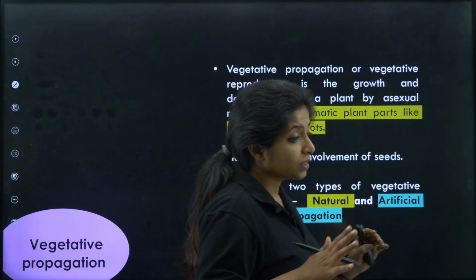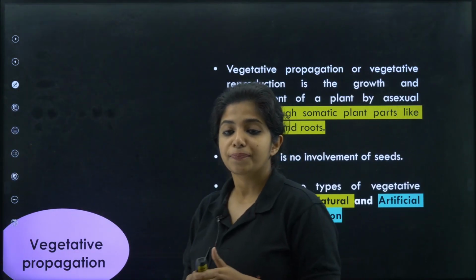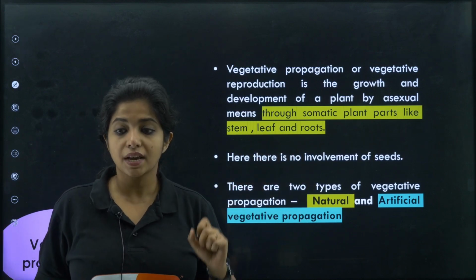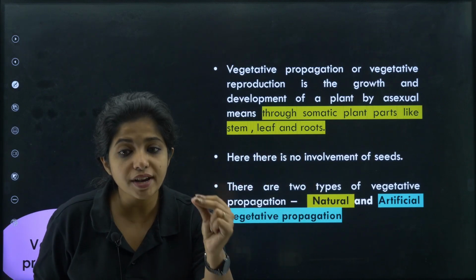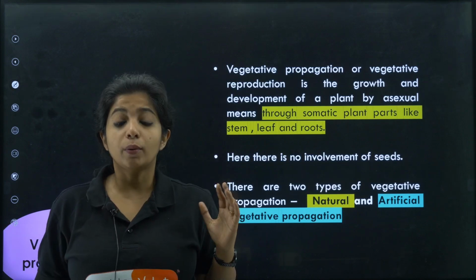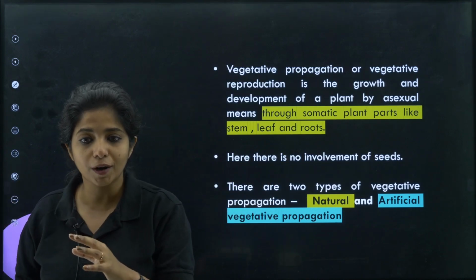Now talking about the plants. In plants, what do you call this process? We do not say asexual reproduction in the case of plants. We rather say it is what? Vegetative propagation. So, what's the difference between vegetative propagation and sexual reproduction in the case of plants?